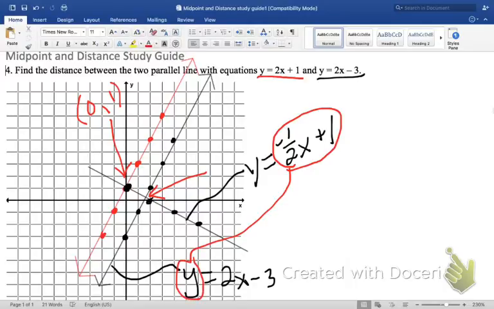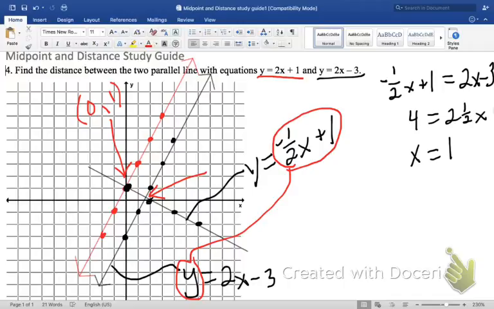So that gives me a new equation, -1/2 x plus 1 equals 2x minus 3. I'm going to do a quick solve here, so that's going to give me 4 equals 2.5x. Divided by 2.5, I'm going to get x equals 1.6, 1 3/5. So nice, I know the x-coordinate of that point. To find the y-coordinate, just like with solving systems, you plug it back in to one of the equations. Doesn't matter which one. I'm going to plug it into that one.